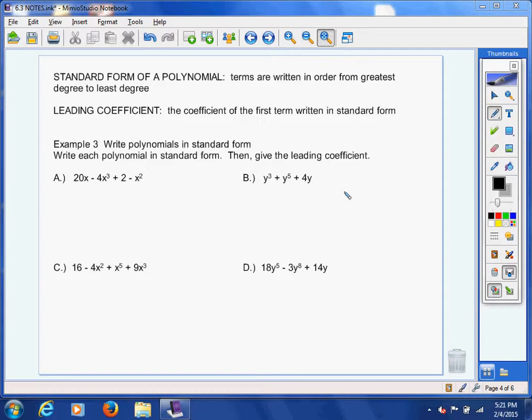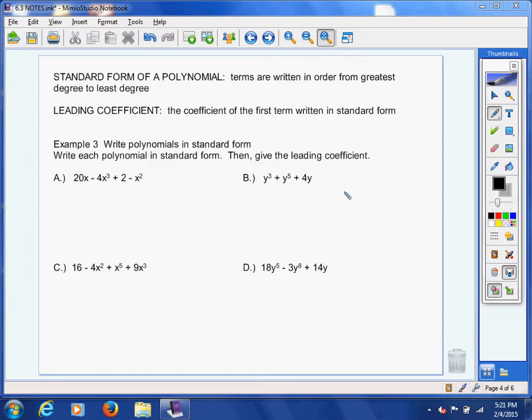So let's look at example 3. We're going to write polynomials in standard form, and then we're going to give the leading coefficient. You do not start this process by giving me the leading coefficient. You want to rearrange it first, get it in order first in standard form, then tell me the coefficient in front of the first term. Okay? That's going to be our game plan.